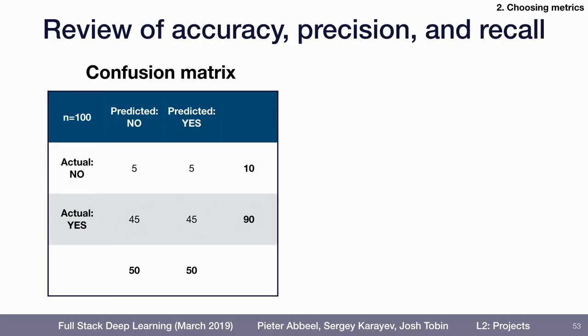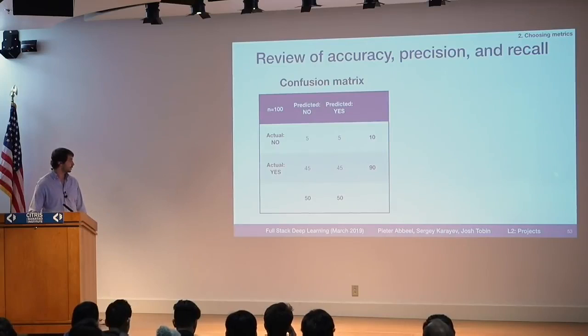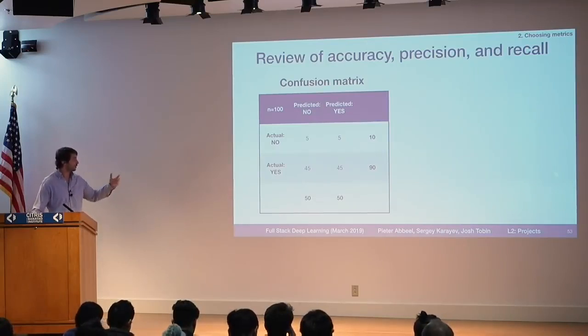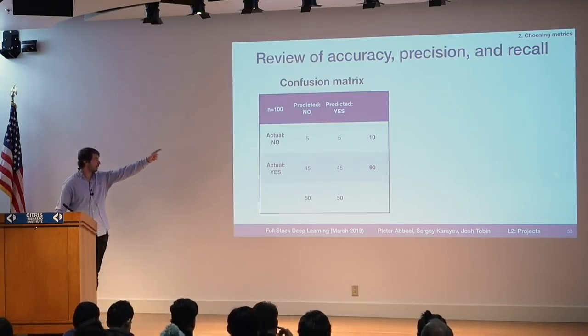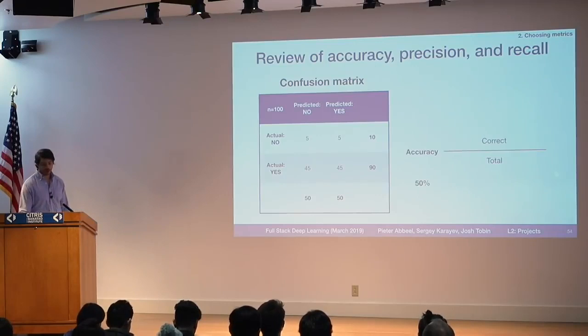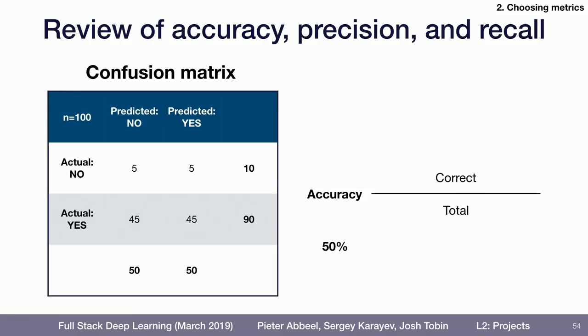Okay, so I want to review just a concept from classification, which is the ideas of accuracy, precision, and recall, because we're going to use these as examples. So this chart on the left is a confusion matrix. It buckets your predictions into whether you predicted something as no or yes on the top, and whether it was actually no or yes on the bottom. And so your accuracy is just the percentage that you get correct divided by the total. So it's the sum of the diagonals over the total number of examples. So in this case, it's 50%.